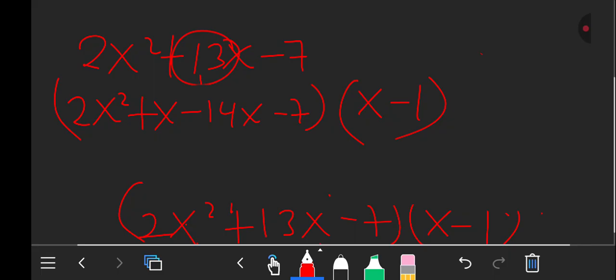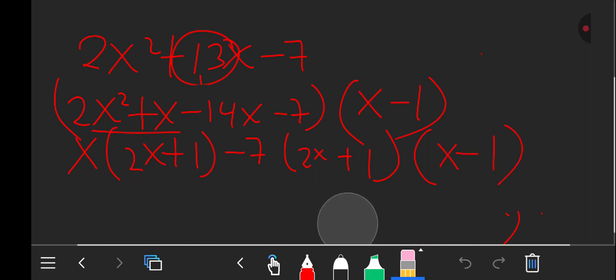Then you factorize this in pairs. If you factor out x, there will remain 2x, then plus 1. If you factor out negative 7, you remain with 2x, then plus 1, because negative 7 multiplied by positive 1 gives negative 7. Then you also have x minus 1.